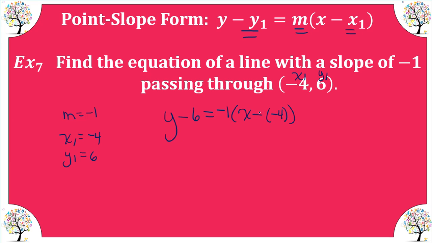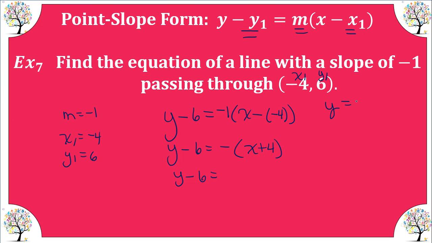So be very careful because these are subtracts here. Be careful when your values are negative. Now let's clean this up just a bit. And this is point-slope, but it's not very useful, though we can convert it to slope-intercept form. So I am going to first distribute the -1.